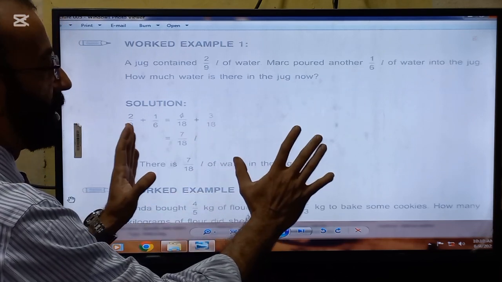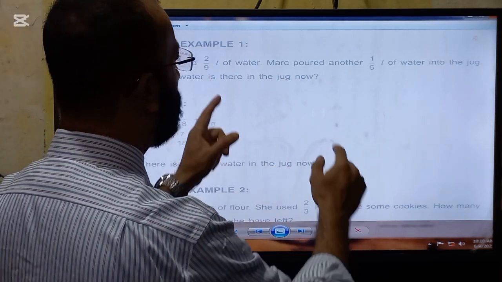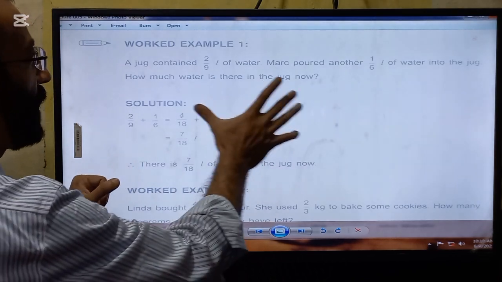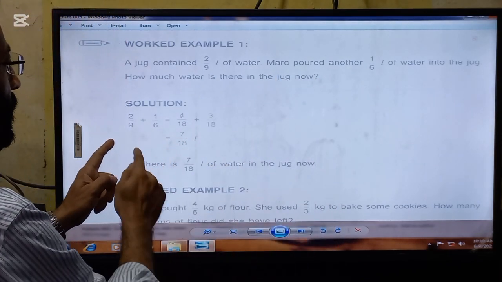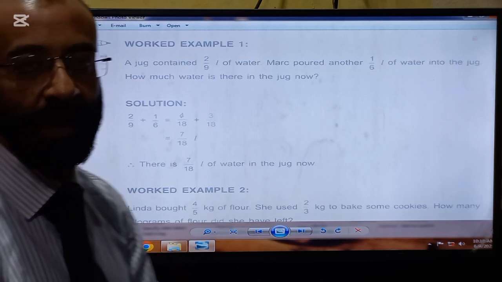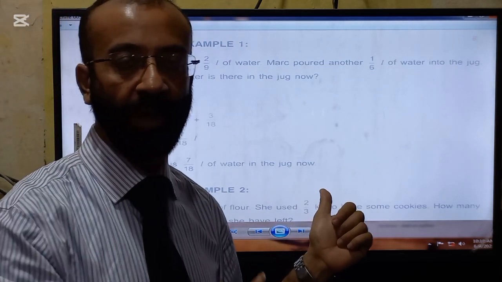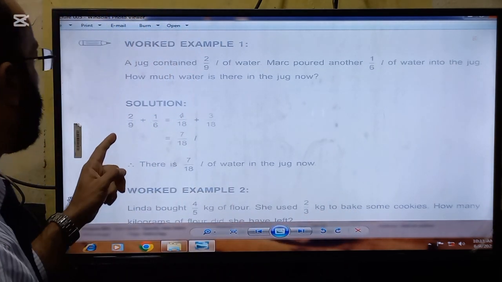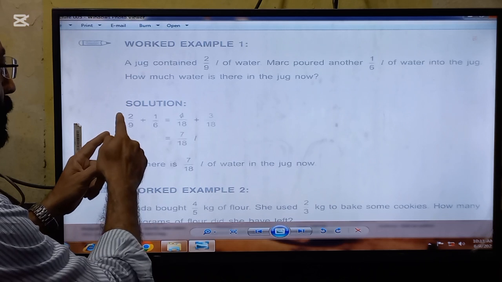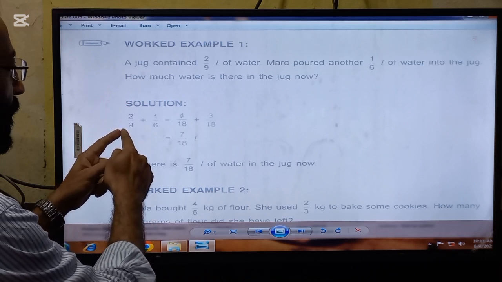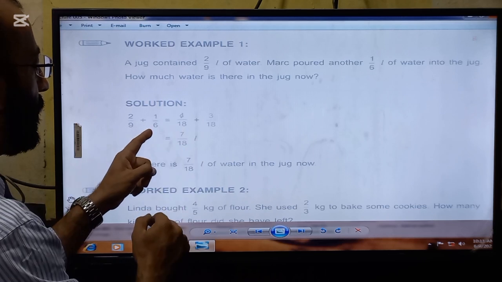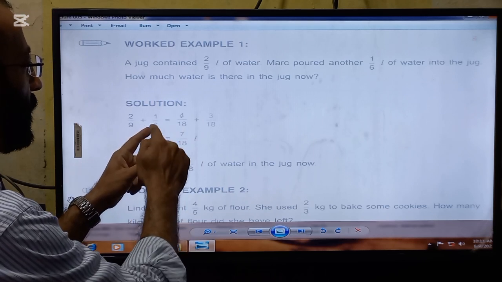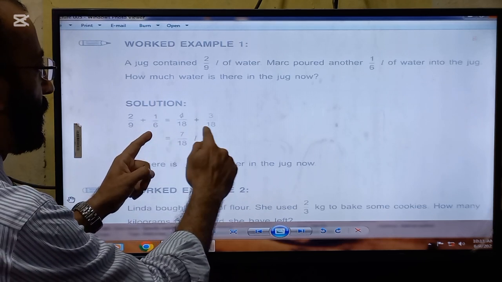So this is the point you have to be very careful about. The unit should be the same. So the unit is already the same. So 2 by 9 and 1 by 6 can be added now. So the first method is converting the unlike fractions into like fractions. So multiply the numerator and denominator of the first fraction by 2. So 2 2s are 4 and 2 9s are 18. And the second fraction by 3. So 3 1s are 3 and 3 6s are 18.